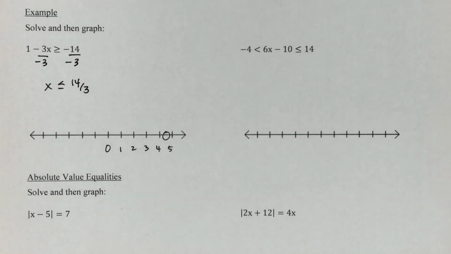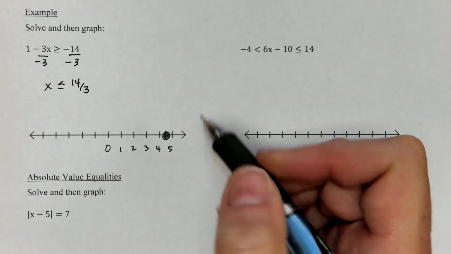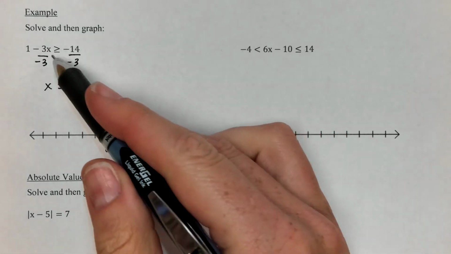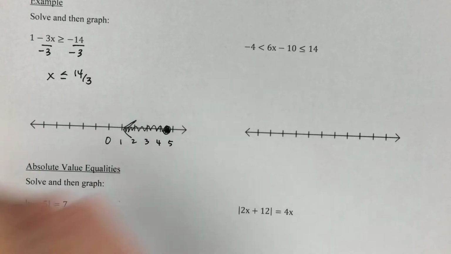And then we are filling this one in because we are less than or equal to. And then we are looking for everything greater than that. Oh, sorry, that was greater. This is less than. What we solved was less than. So we want to go that way.